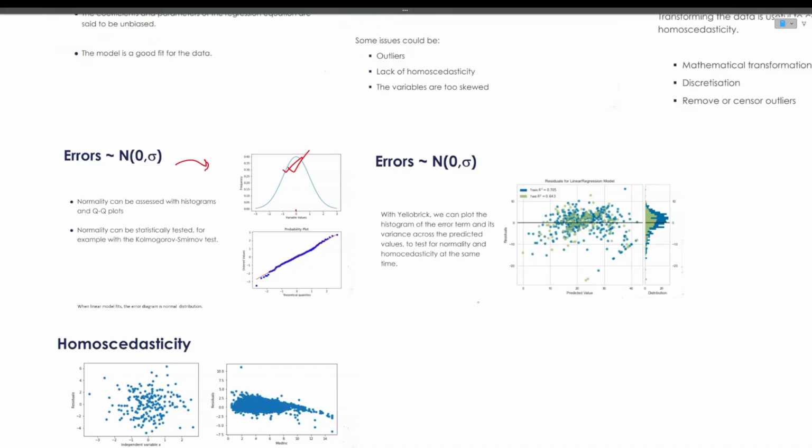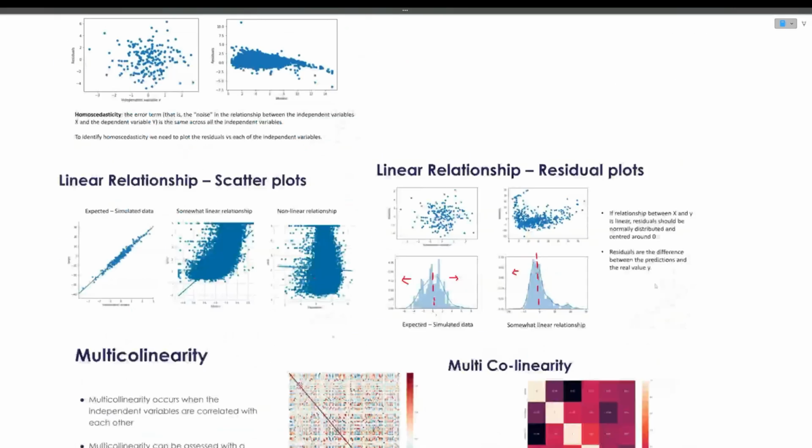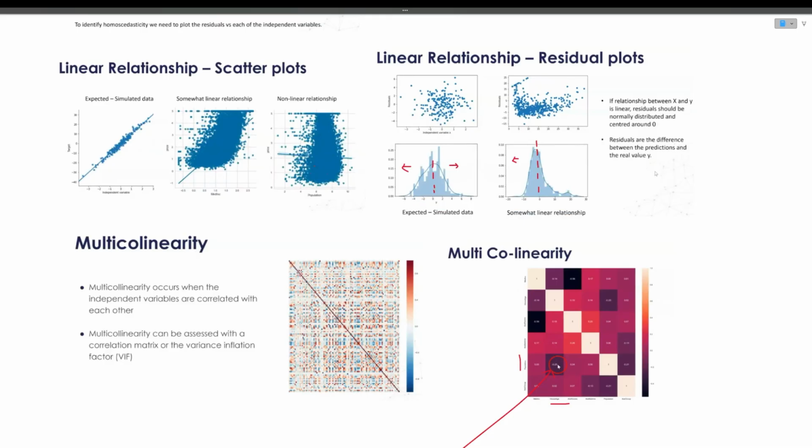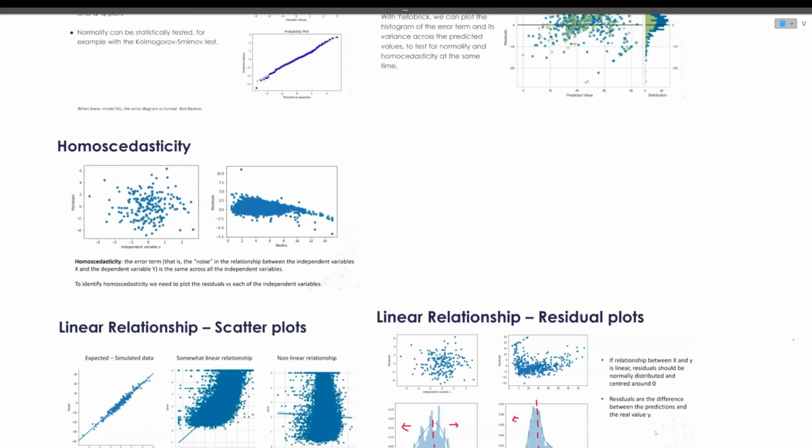Okay, now we can have a normal distribution, and there is another concept, which is homoscedasticity. Here the error term, that is the noise in the relationship between the independent variables x and the dependent variable y, is the same across all the independent variables. In this scenario you can call that homoscedasticity.